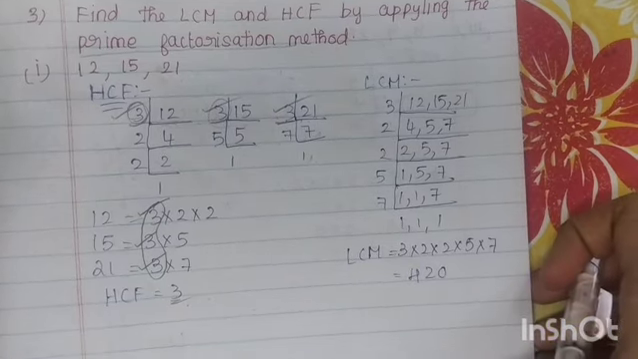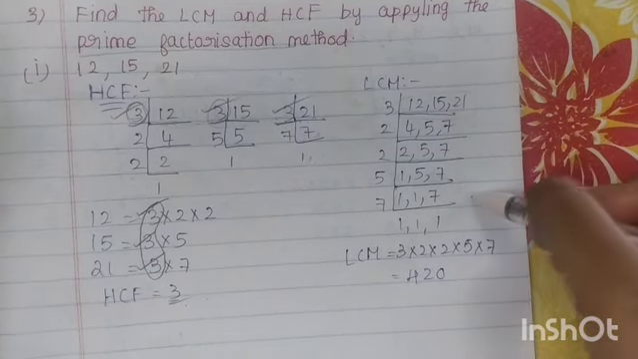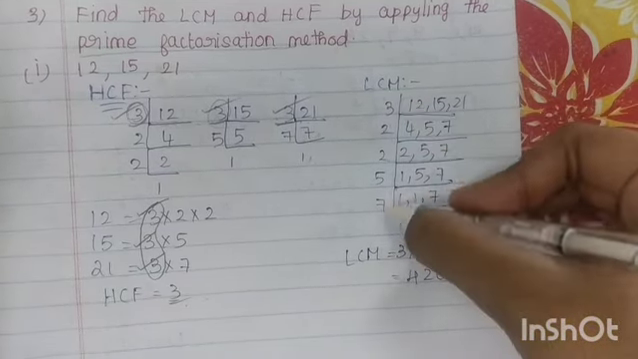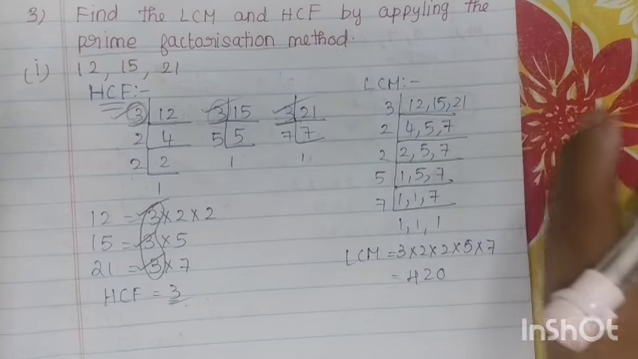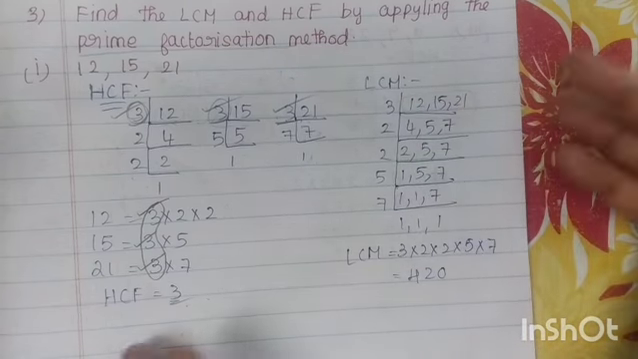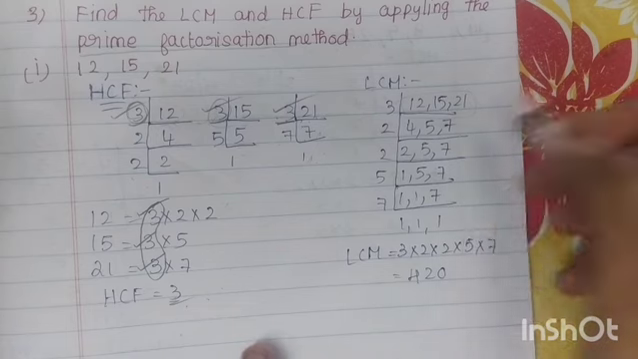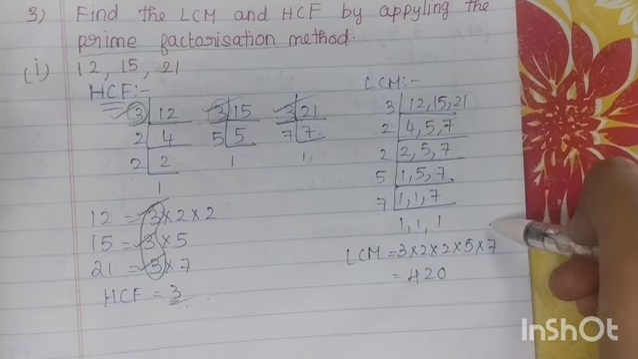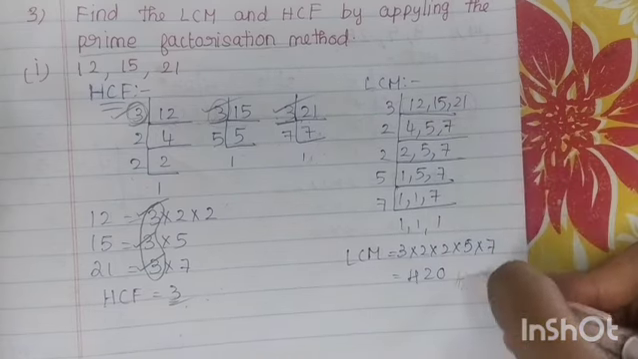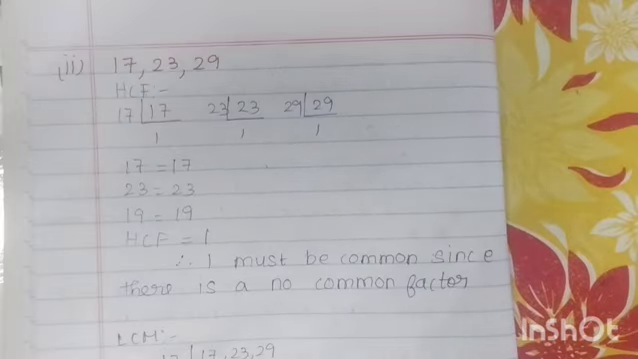Whereas LCM is just repeated division, so all these are my factors. Here we don't need to find any common factor since we are grouping them together. After this we just have to multiply and write the answer. So this will be your LCM.